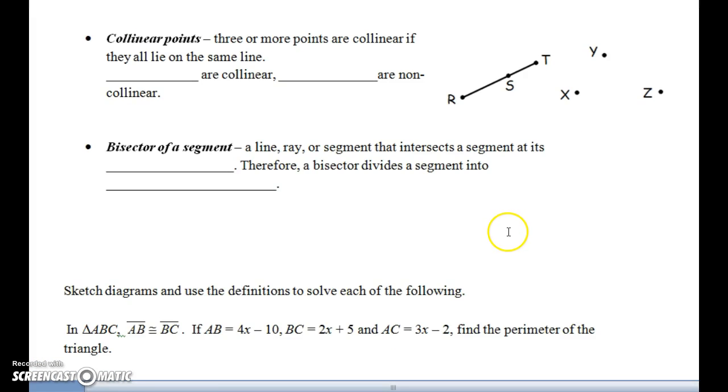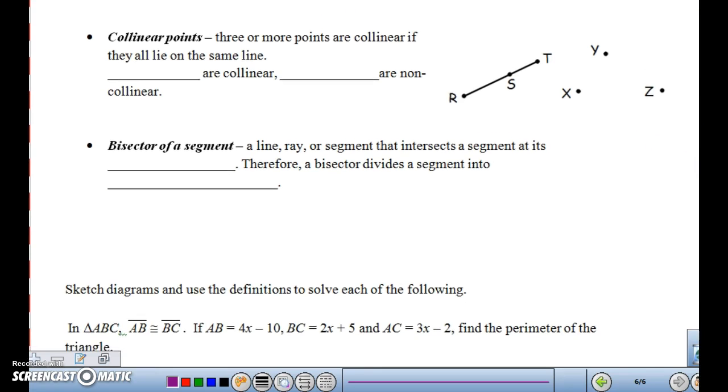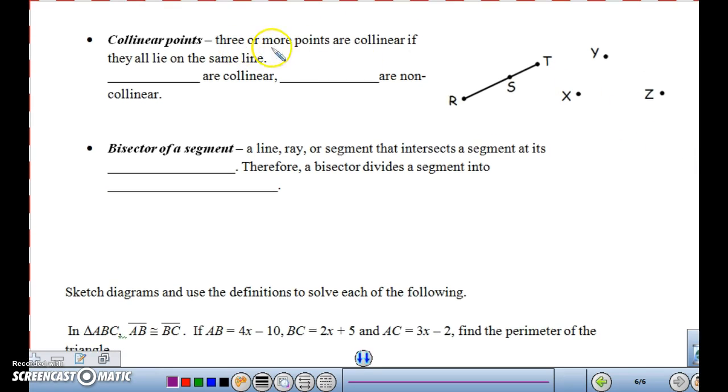Another definition we have is collinear points. Now, the word kind of implies what this is. Linear means line, and co means with. So 3 or more points are collinear if they all lie on the same line. So if we look at our segment here, RST, the points R, S, and T are collinear because they all lie on the same line, or segment for that matter. And the points X, Y, and Z are not on the same line, so they are non-collinear.